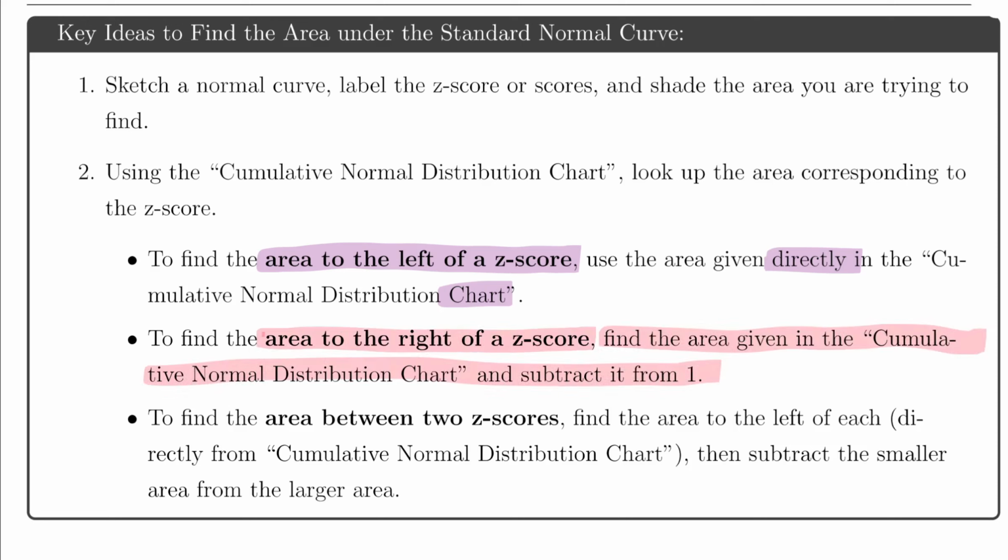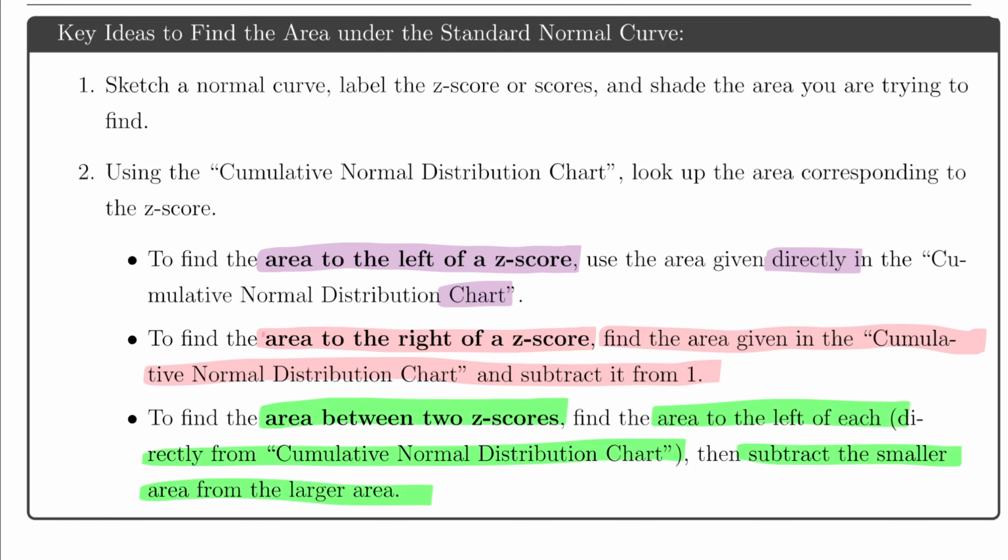Finally, if you're finding the area between two z-scores, so you're looking from A to B, for instance, you would find the area corresponding to the area to the left of B, then find the area corresponding to the left of A, and then take the larger of those minus the smaller. And these are our 3 strategies. So before you move forward, let's do a quick check.